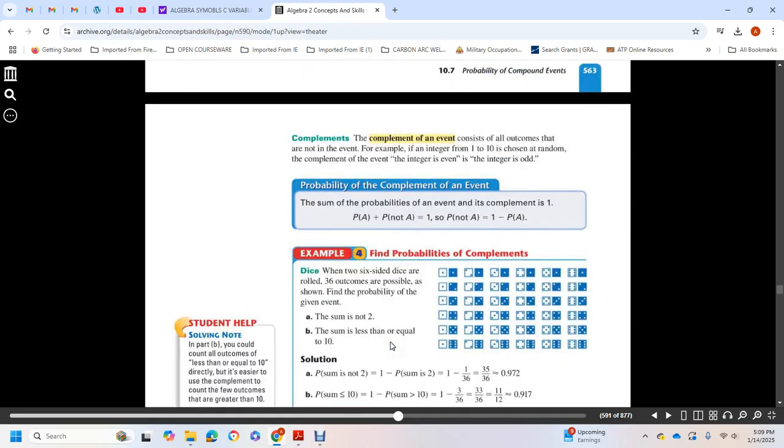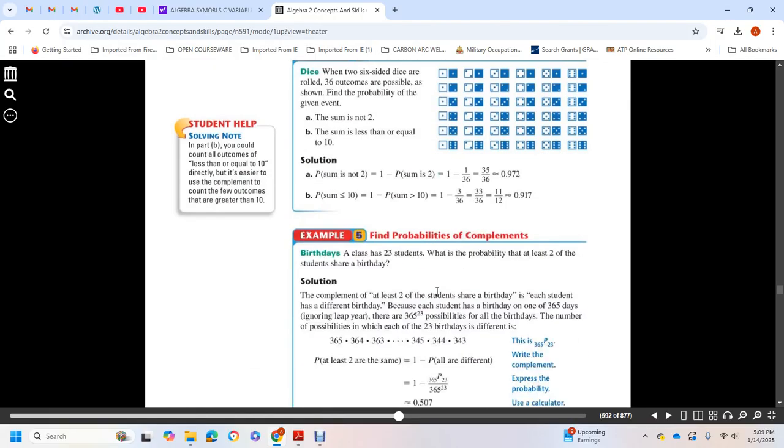Complements: the complement of an event consists of all the outcomes not in the event. For example, if an integer from 1 to 10 is chosen at random, the complement of the event "the integer is even" is "the integer is odd." Probability of the complement of an event: the sum of the probabilities of an event and its complement is 1. The probability of A plus the probability of not A is equal to 1. So the probability of not getting A is equal to 1 minus the probability of A.